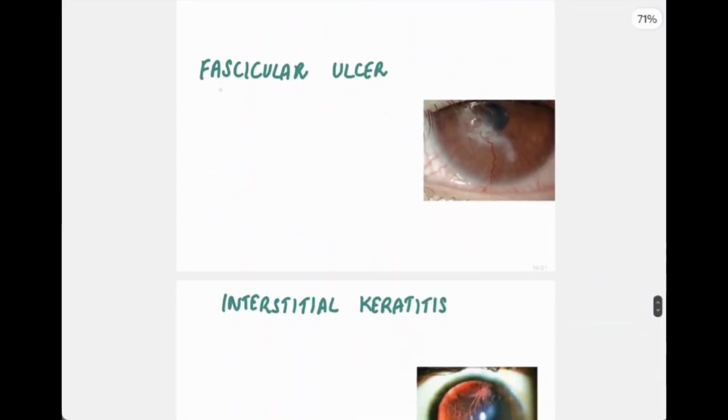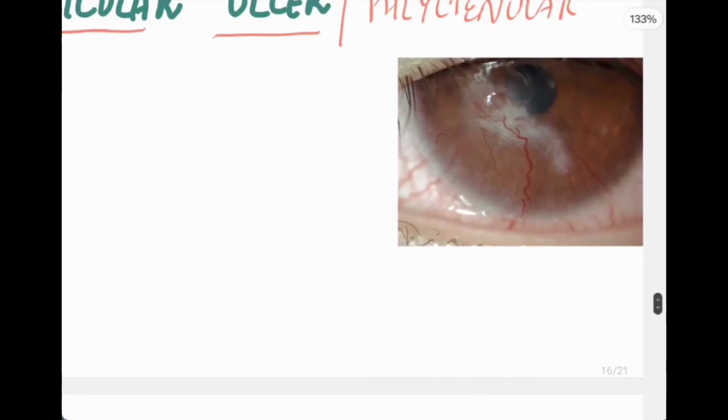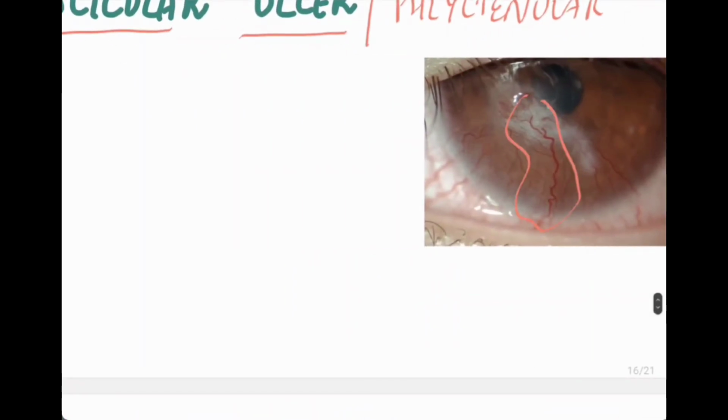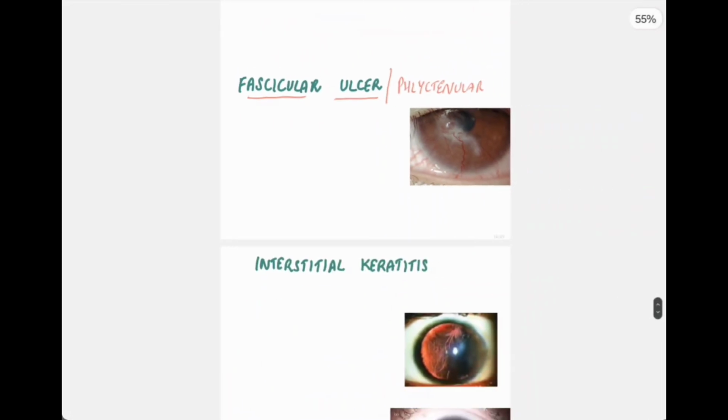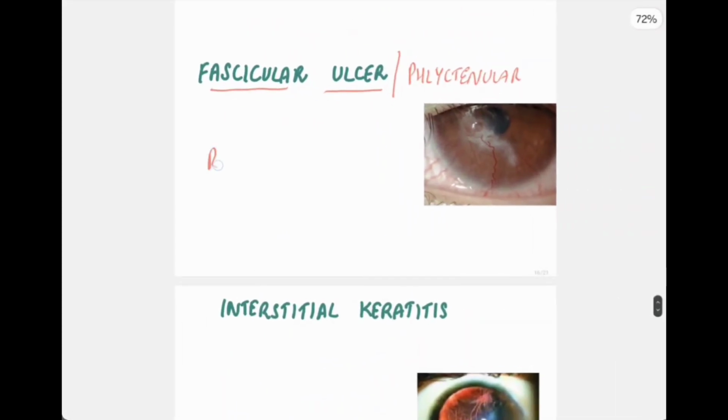Phlyctenular ulcer. Phlyctenular ulcer slowly migrates towards the center of the cornea in a serpiginous way and carries a leash of blood vessels which lie in a shallow gutter formed by the ulcer. Treated by topical corticosteroids, cycloplegic and topical antibiotics.